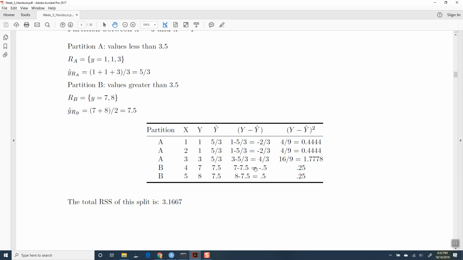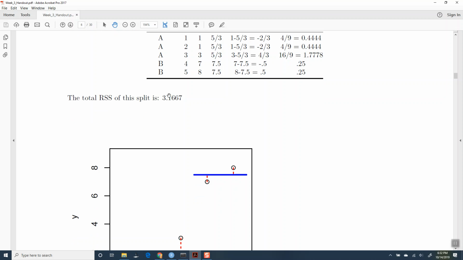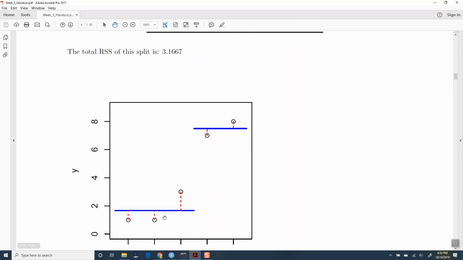And then over here, the residuals are 7 minus 7.5 and 8 minus 7.5, and I get negative 0.5 and 0.5. And when I square these, I get 0.444, 0.444, 1.7778, and 0.25 and 0.25, okay? And when I total up the squares of these residuals, the RSS, residual sum of squares, I get 3.1667, okay, which is our best performance here.